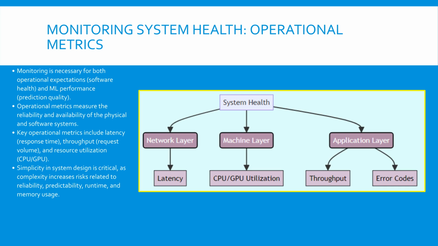The machine layer monitoring focuses on the physical or virtual hardware resources, tracking essential metrics like CPU and GPU utilization to ensure efficient resource allocation. Finally, the application layer focuses on the performance of the running service itself, tracking metrics such as overall throughput, which is the request volume, and error codes, ensuring successful prediction requests. Together, these layers provide a comprehensive view of the system's operational reliability.